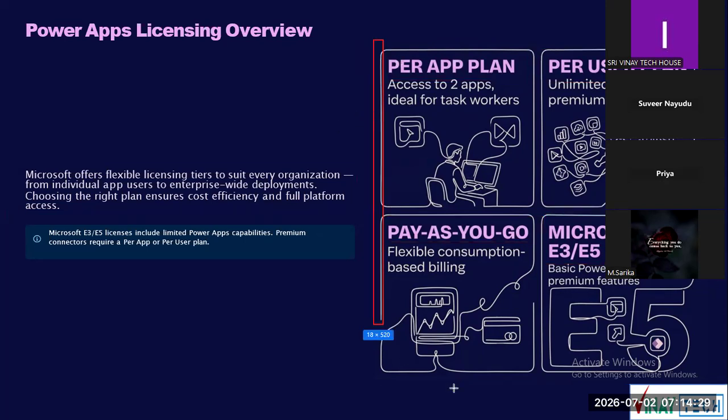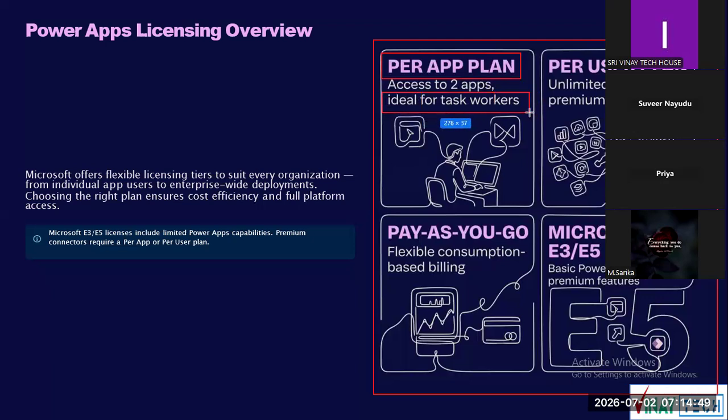So coming to these licensing models, what is per app plan? Using per app plan, access to apps only, we can create 2 business applications using Power Apps. These are basically ideal for task workers, because who are task workers? Only 1 or 2 members, right? Very less people work on the tasks, right? So this is for task workers.